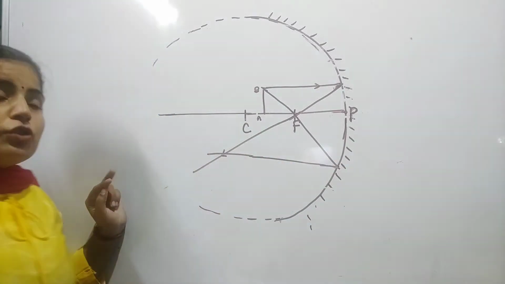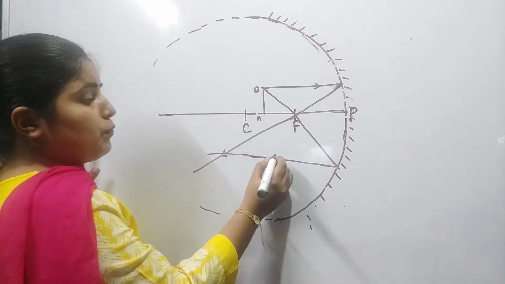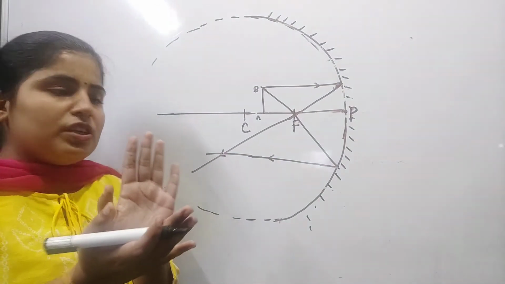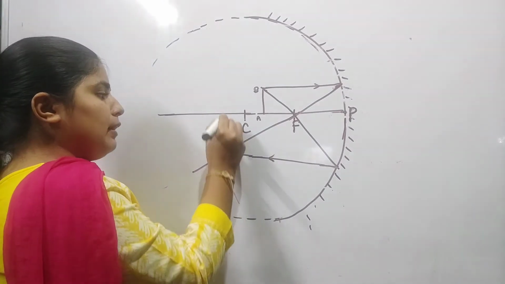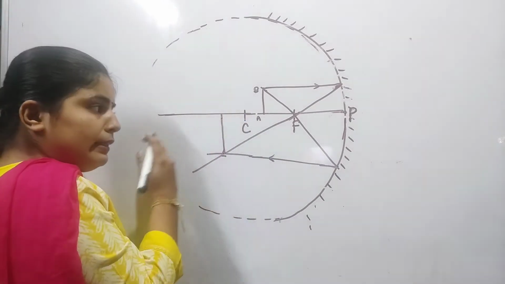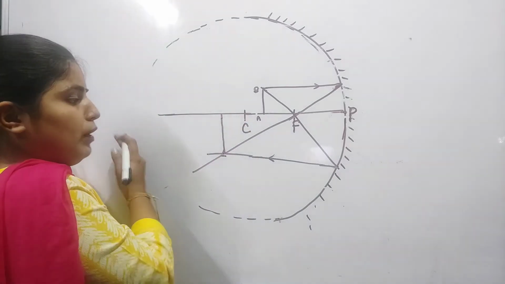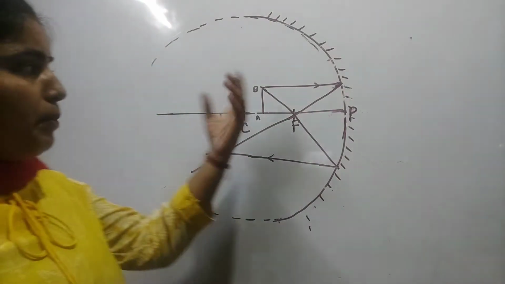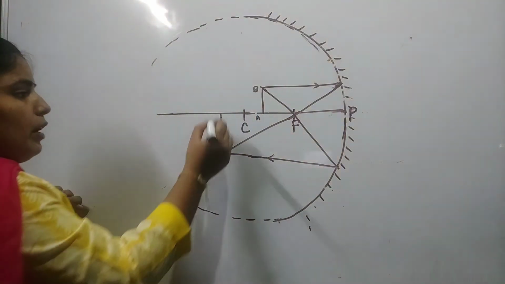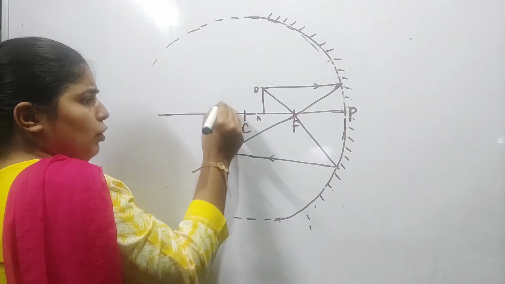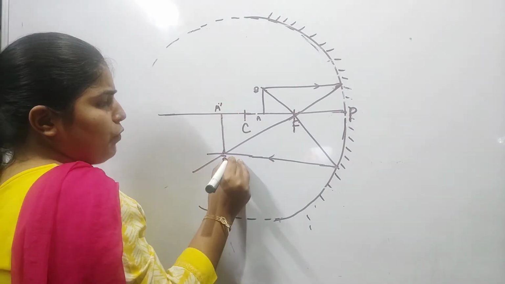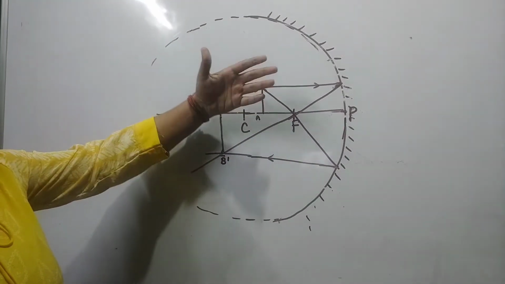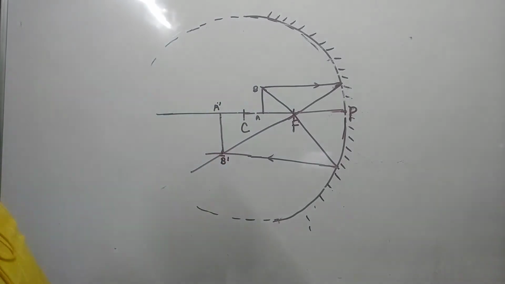So here we are seeing where the image is formed, where the two reflected rays meet each other. Here the image is formed behind C, that is, between C and infinity, and the image is greater in size as compared to the object. Also, the image which is formed is inverted, because the object is above the principal axis and the image is below the principal axis.